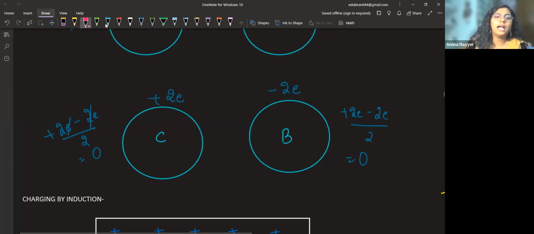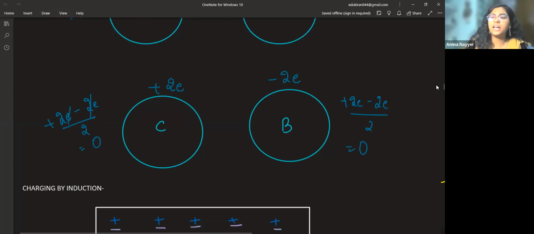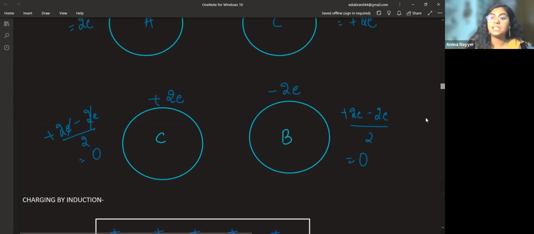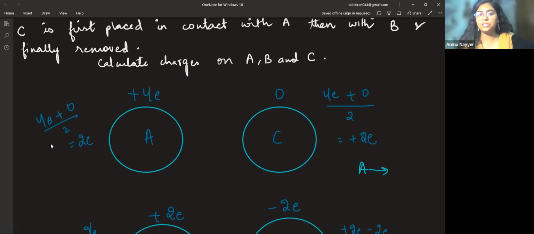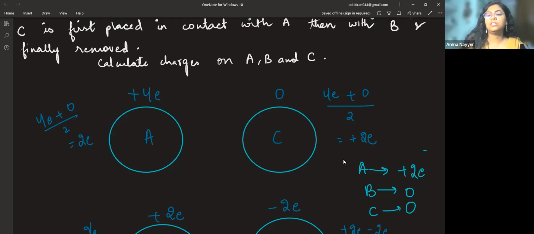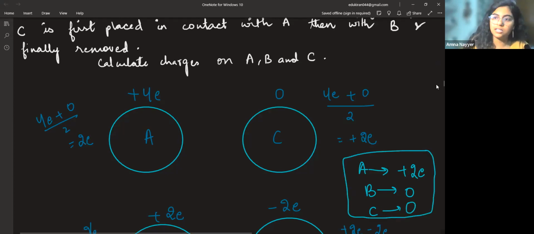So, as a conclusion, what are the final charges? A initially had 4E, now it has plus 2E. B had minus 2E, now it became 0. C was initially uncharged, then got plus 2E, then finally became 0. So this is how you have to write all your answers in charging by conduction.